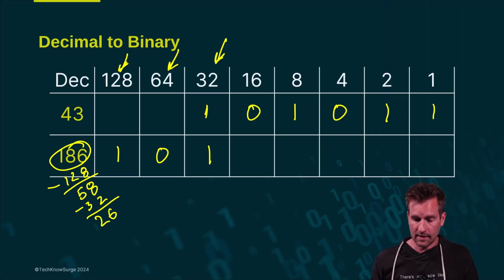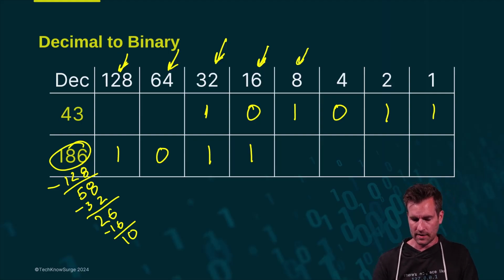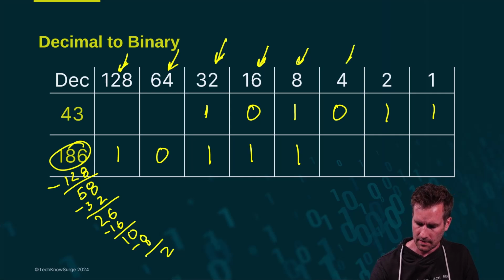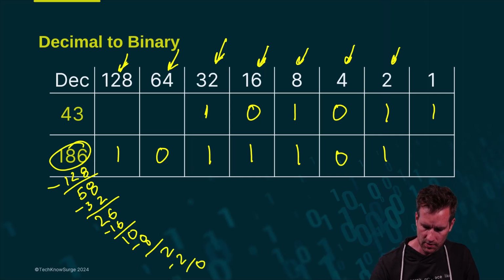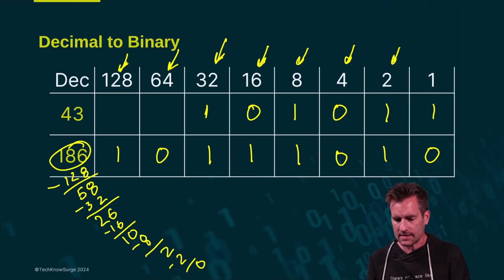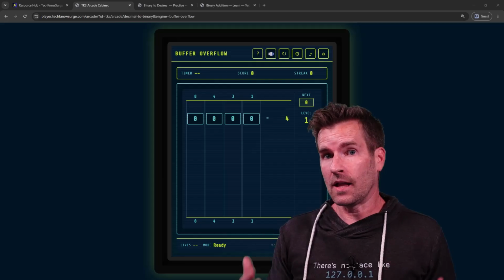So we'll put a 1 in the 32 column there. Is there a 16 in 26? Yes, there is. 26 is larger, so there's a 16 hiding in there. So we're going to subtract 16 out, and we'll end up with 10. Is there an 8 inside the 10? Well, yes, there is. So we will subtract out the 8, and there's 2 left. Is there a 4 in there? No, there isn't. Is there a 2? Yes, there is. And once we do that, there's 0 remaining, so there is no 1. So the answer to 186 would be 10111010.